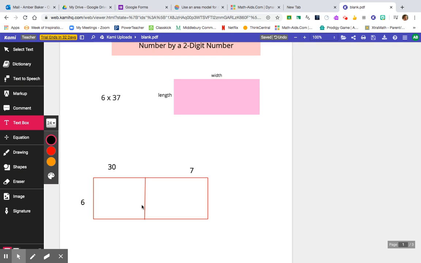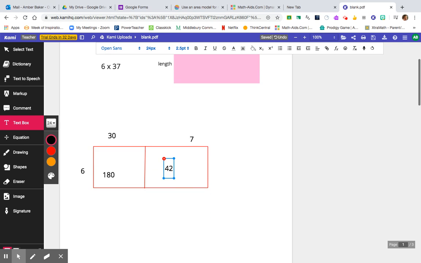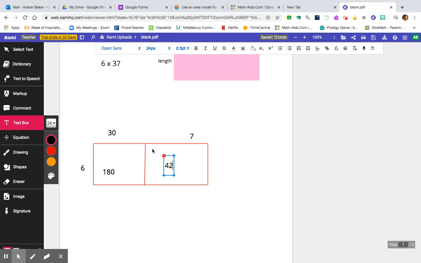To find the area of each of these rectangles, we simply multiply length times width, so 6 times 30, which is 180. And then we do 6 times 7 to find the area of this rectangle, which would be 42. Now what we have to do is just add the two areas together to get the total area, which would be 180 plus 42 equals 222. So 6 times 37 equals 222.